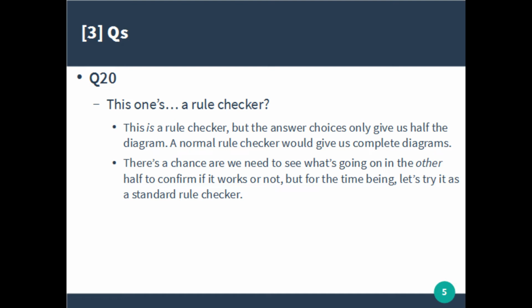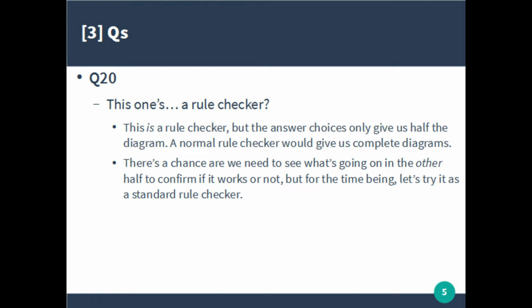This one is a rule checker by all appearances until we look at the answer choices. So it is a rule checker, but the weird thing is that the answer choices only give us half of the diagram. Normally our diagram would have both team 1 and team 2 in it, right, if we're looking at a complete diagram. And a normal rule checker that we're used to in easier games would give us a complete diagram that reflects both teams. But because this one only gives us one of the teams, there's a chance that we need to see what's going on in the other team to confirm whether it works or not.